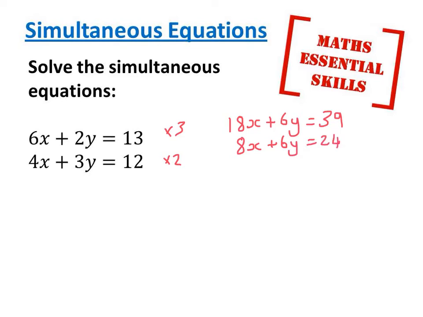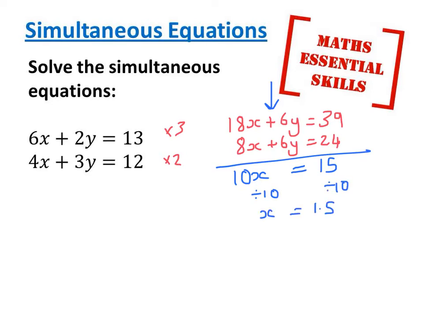Now it's remembering the little mantras, that when the signs here are the same, we subtract. So we'll do the whole of the top equation, subtract the whole of the second equation. 18x take away 8x is 10x. Now 6y take 6y gives me nothing. And 39 take away 24 is 15. Just like a normal equation, if we divide both sides by 10, we've worked out that x equals 1.5.